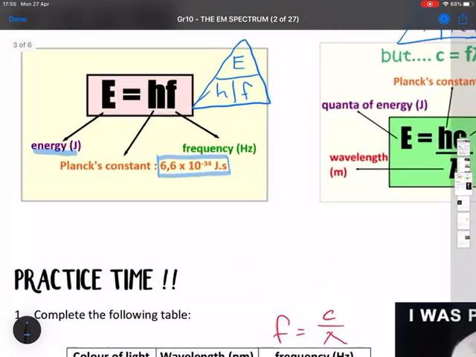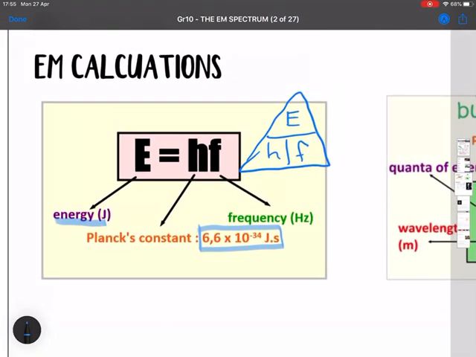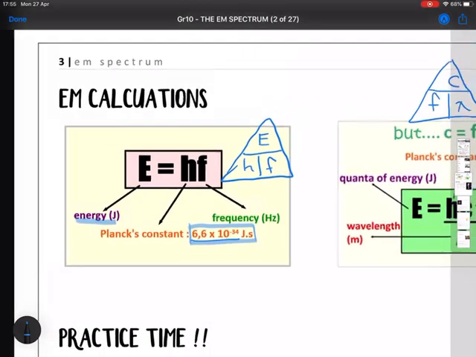Right, let's look at some formula. So we've got this first formula, E is equal to hf. E is energy measured in joules. h is Planck's constant, 6.6 times 10 to the minus 34 joules per second. It's a constant. We will give you that value in tests and exams. And f is, you know that already from the last section of work, frequency. Frequency is measured in hertz.